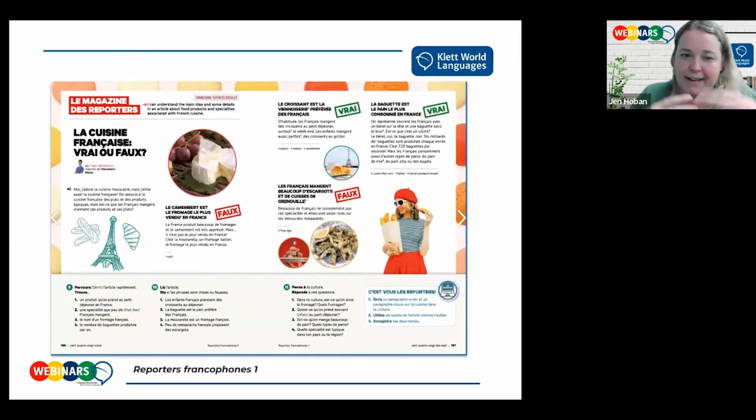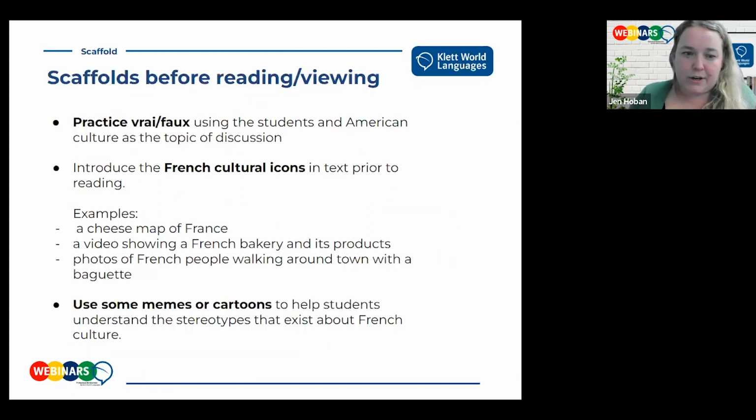So it's talking about camembert being the most sold cheese in France, that the croissant is the most popular pastry, the baguettes are the most eaten bread. Perhaps your students have heard this, perhaps they haven't. So you might have to give a little bit more context before you dig into this article.